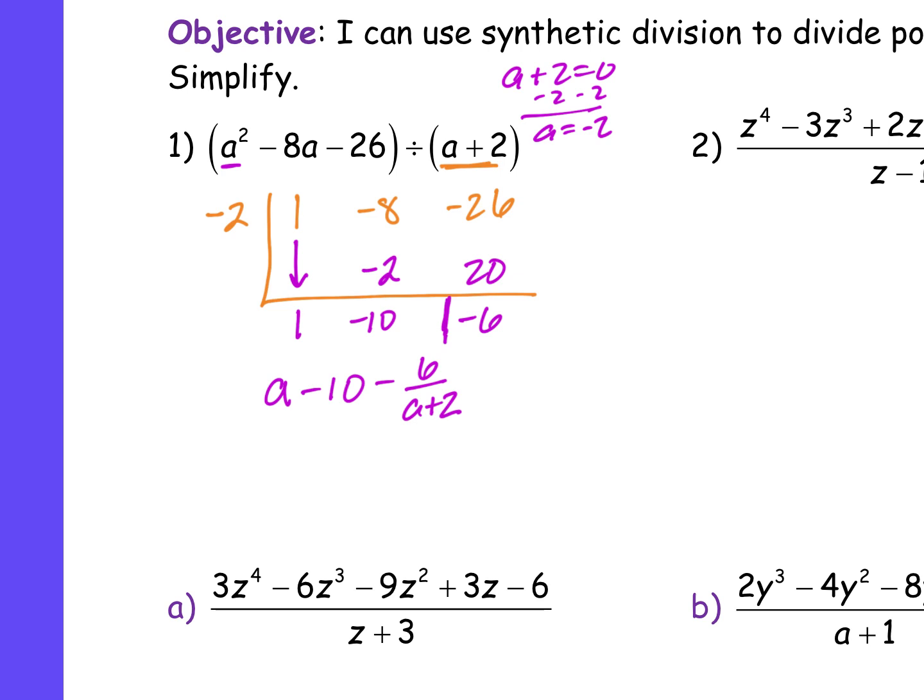So think about when we did long division. If I have an x cubed, my first term is going to be x squared, right? So in synthetic division, this is x squared. So my first term is going to be a, so my coefficient's 1, so 1a minus 10, my remainder. Done. I'm using long division. That's okay. You're using long division.